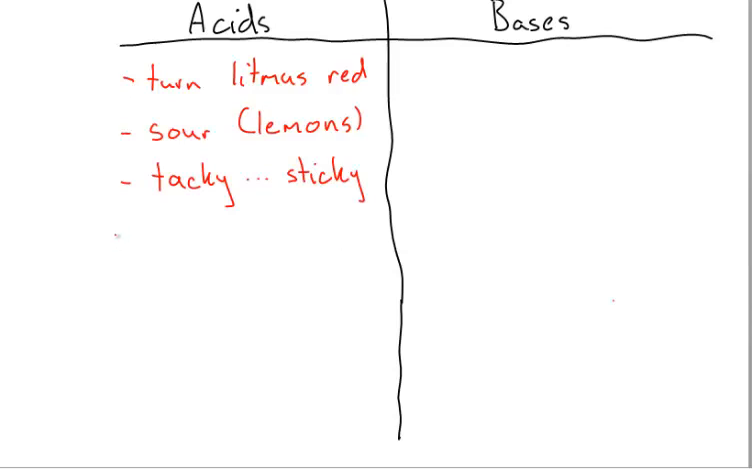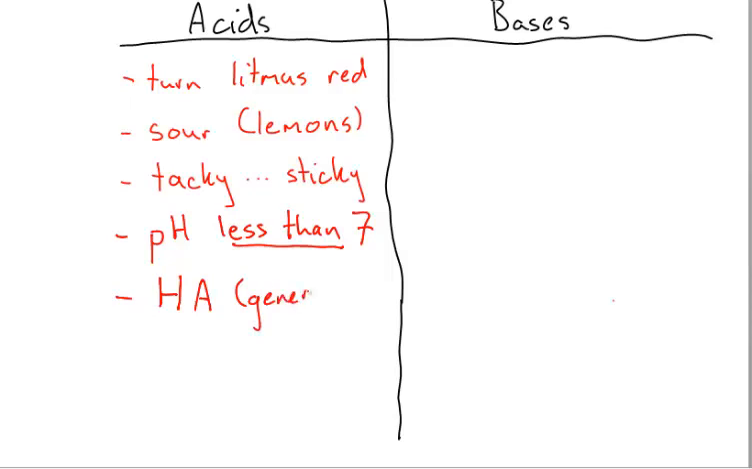Okay. Acids have a pH, this is very important, less than 7. And they're typically represented in formulas as HA, H for hydrogen, A for acid, and that's just a generic formula.